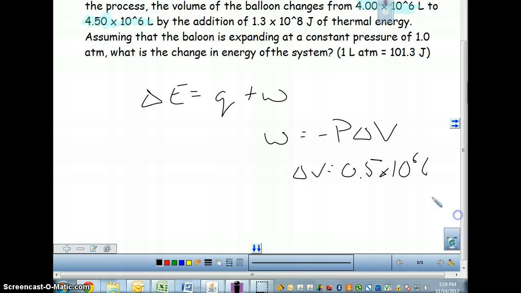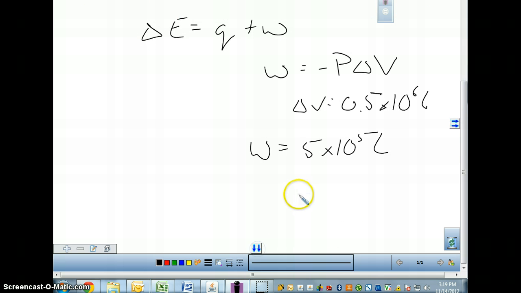The pressure we're given as 1 atmosphere, so we can go ahead and calculate our work equaling 5 times 10 to the 5th liters, or if you'd rather have things in more common terms, I'm sorry, that should be a negative. Negative 5 followed by 5 zeros. 1, 2, 3, 4, 5. 500,000 liters. That's our work.